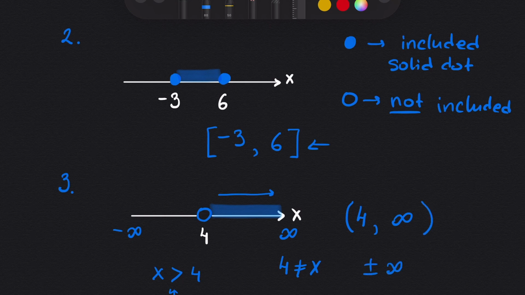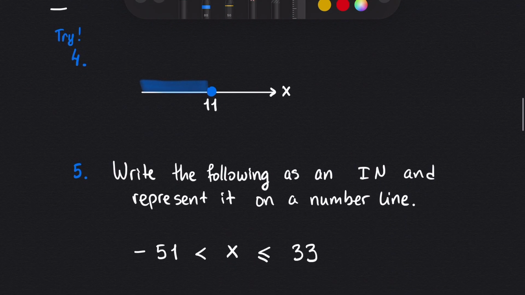Remember, plus and minus infinity are never included. So we always put parentheses when it comes to plus and minus infinity. No bounds, not included. Always put parentheses. Example number 4. Now try this one on your own. Pause the video. I'm sure you can do this.